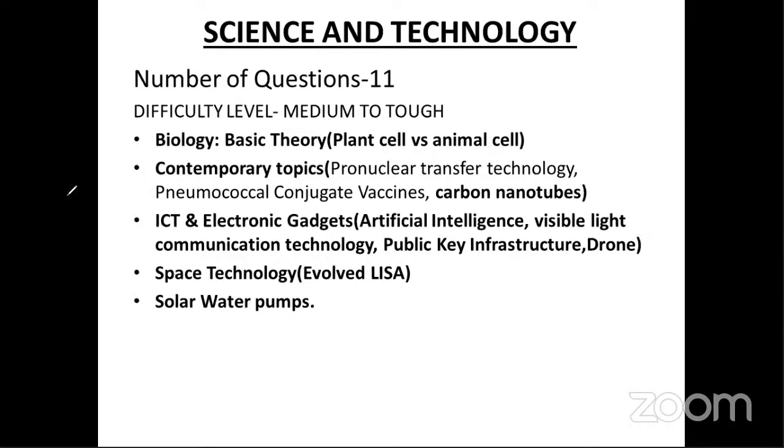Okay. Now last year, 2020, there was a question from a very standard book. Basic theory, there was a question on the difference between plant cells and animal cells. And then contemporary topics based on current affairs, like pro nuclear transfer technology. UPSC already had a question in 2016 about three parent baby. Again, they are not asking about three parent baby directly, but they are asking about the technologies behind the three parent baby. Now they are asking a question on pro nuclear transfer technology, then pneumococcal conjugate vaccines, and carbon nanotubes.